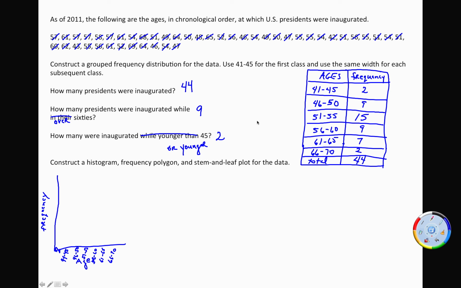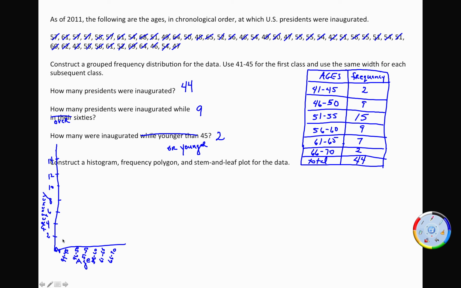And then my frequency needs to go up to 15. So I might go by twos. 2, 4, 6, 8, 10, 12, 14. Okay, 2, 4, 6, 8, 10, 12, 14. So make sure everything's nicely labeled and numbered.